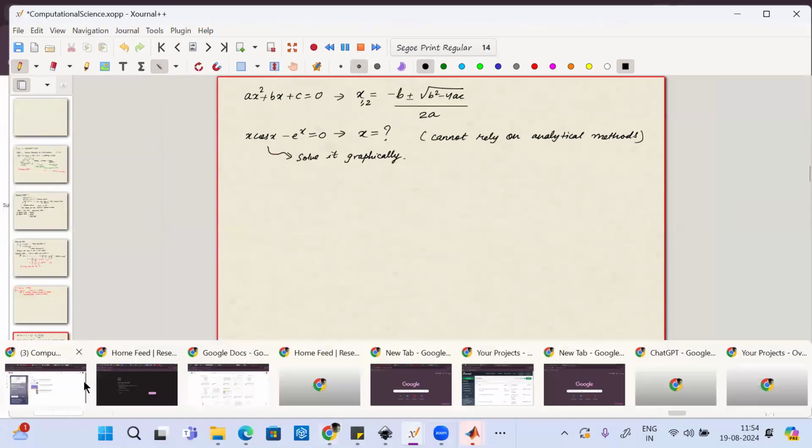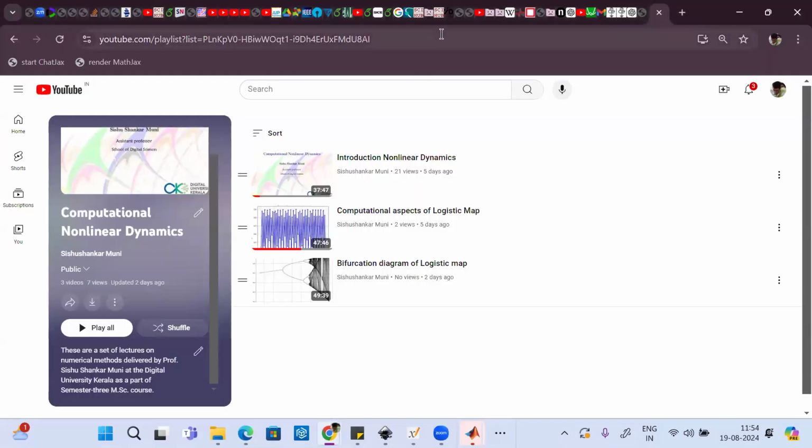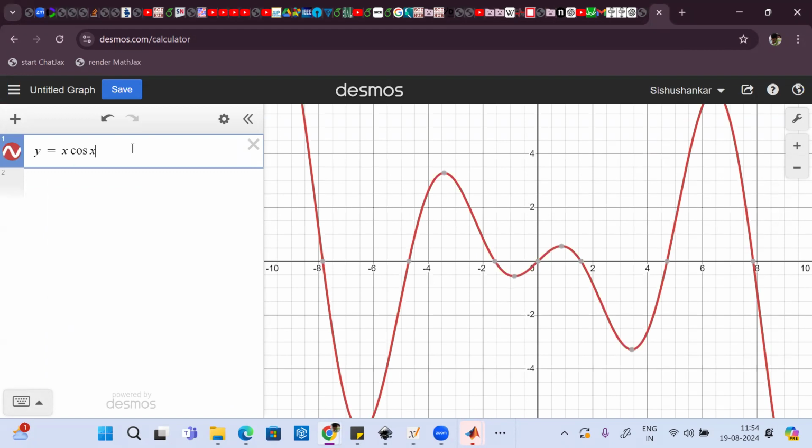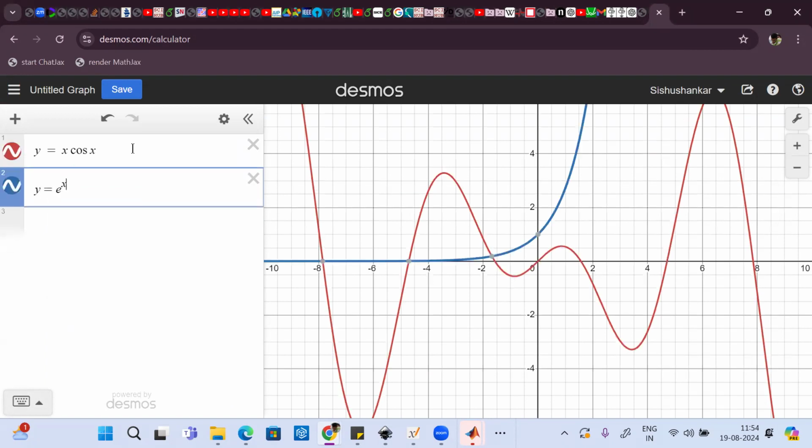For this, I use a very nice tool which is known as Desmos. I think many of you might have learned about it already. Say y = x cos x. Fine, it gave me the plot. Then another, y = e^x. So you can see just from here that these are the two curves. The red one is y = x cos x, and the blue one is y = e^x. And where they intersect is the root.